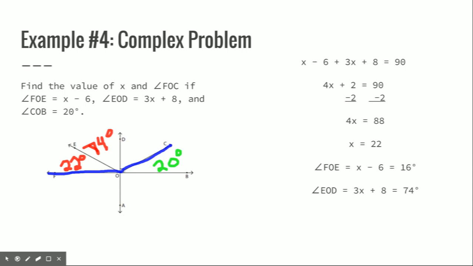Now, what's this missing part? If this is 20 degrees, then what does this have to be if it forms a 90-degree angle? Well, then we know that has to make 70 degrees. And so we found out that this is 70 degrees, so we found the whole top part. And now we just need to add these three numbers together to get our FOC angle. And so angle FOC, when you add all those together, would make 160. Make sense?